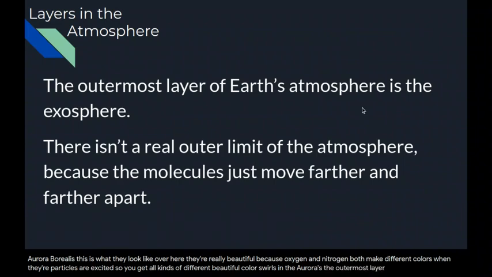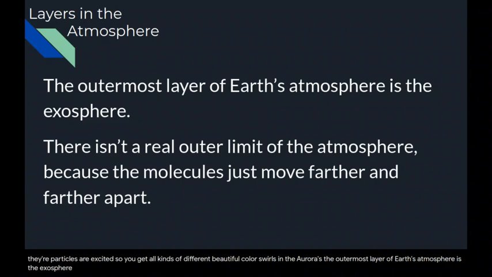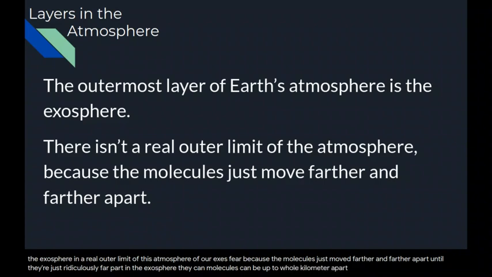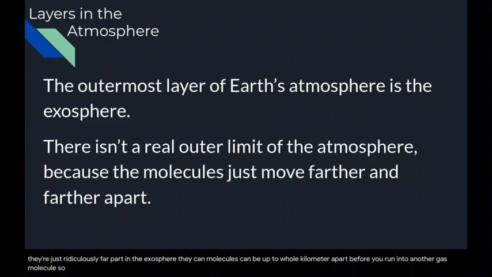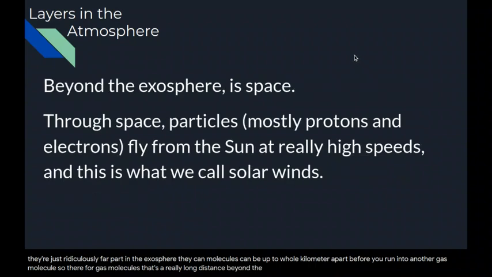The outermost layer of Earth's atmosphere is the exosphere. There isn't a real outer limit of our exosphere, because the molecules just move farther and farther apart until they're just ridiculously far apart. In the exosphere, molecules can be up to a whole kilometer apart before you run into another gas molecule. That's a really long distance. Beyond our exosphere, we have space.